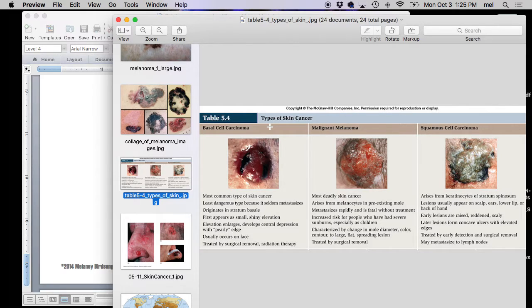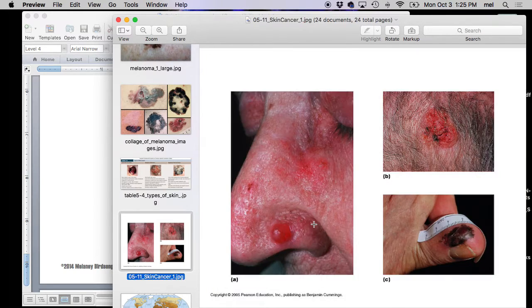But it doesn't look like that in the early stages, and I think it's far more useful to look at basal cell carcinoma when it looks like in the early stages. And this is what it looks like in the early stages. It's shiny and it's dome-shaped.